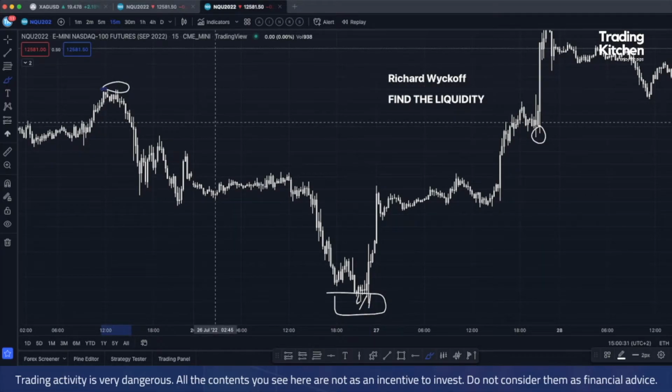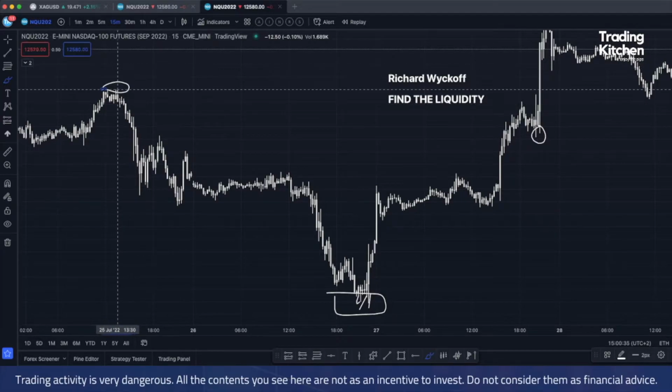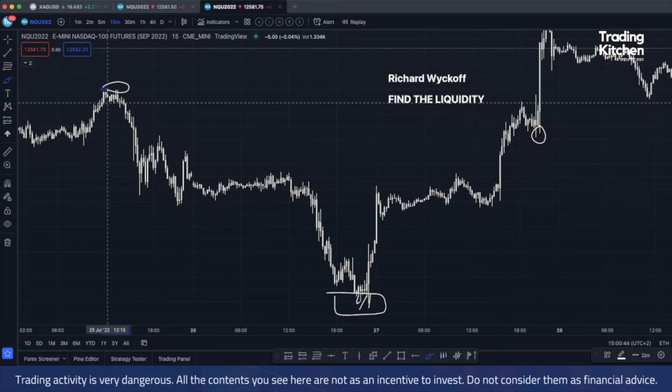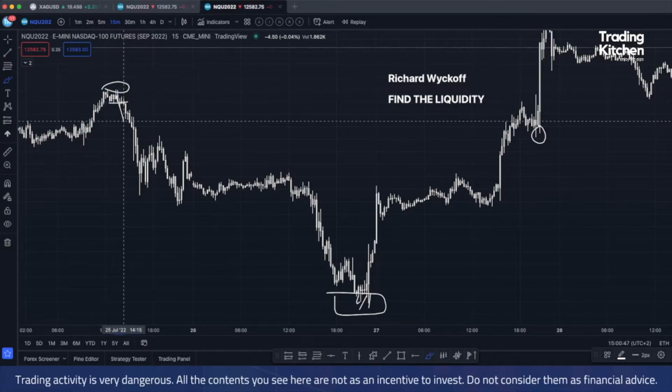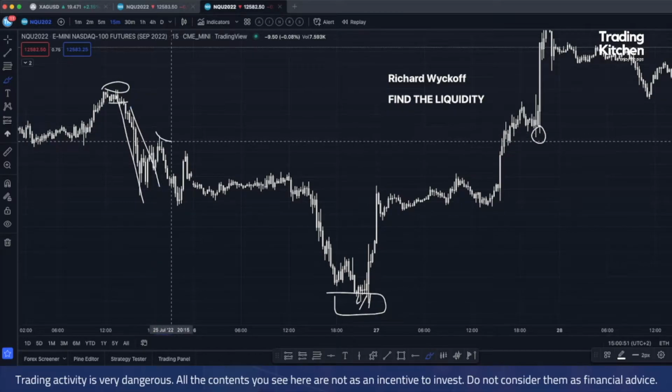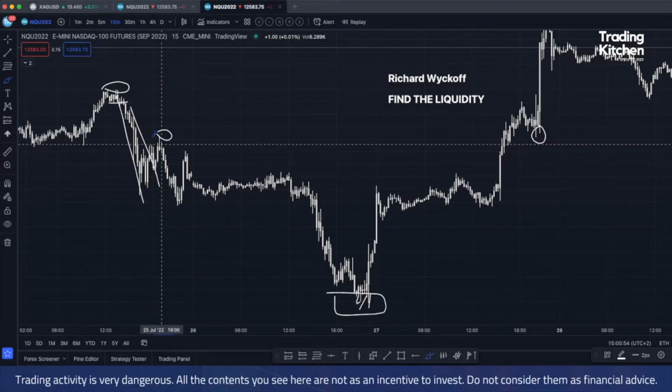Okay, so as you can see, a rejection. You see a lot of long tails. Okay, and after the candle of the same tail, you will see a breakout of structure and a strong impulse. Okay, this is liquidity as well. You can easily identify liquidity using volume.